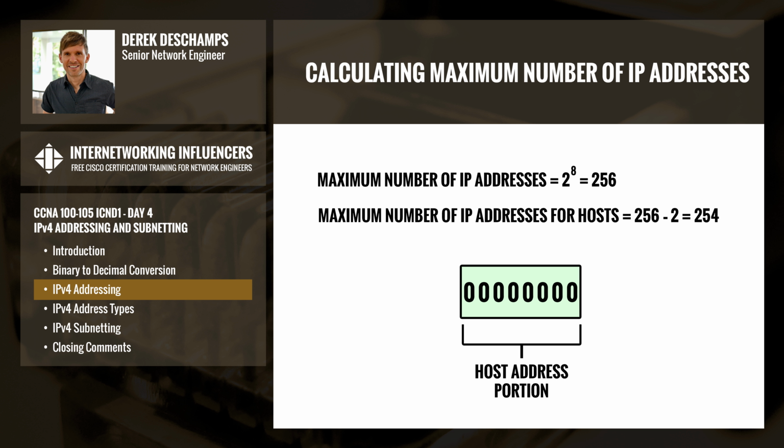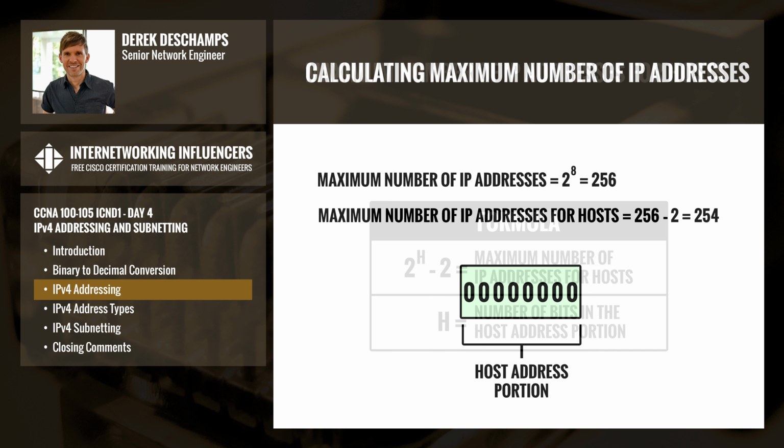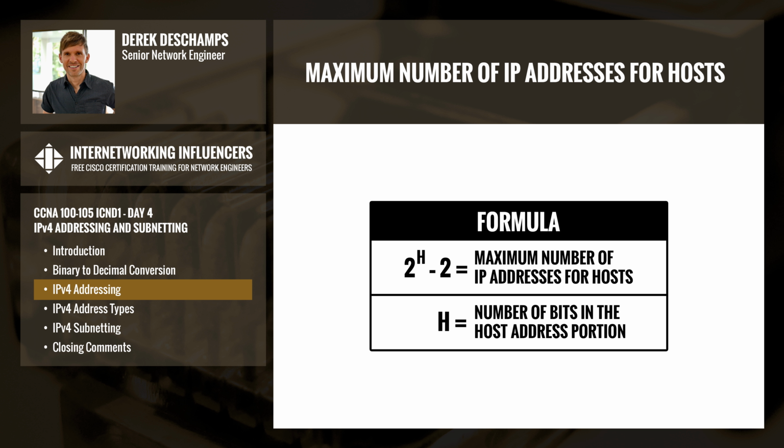As we just saw, the first IP address on a network is always used for the network address, while the last IP address is always used for the broadcast address, meaning we now have a maximum of 256 minus 2, or 254 IP addresses available to use for hosts. In general, the maximum number of IP addresses available to use for hosts on a network is equal to 2 to the h minus 2, where h is equal to the number of bits in the host address portion of the IP address.